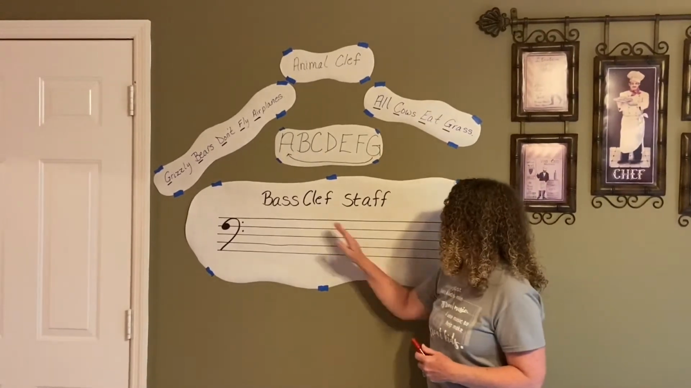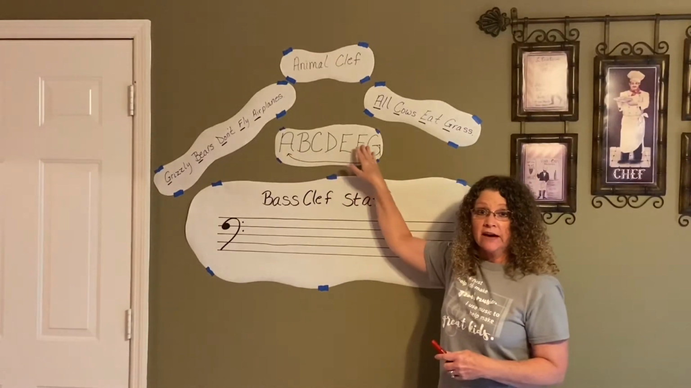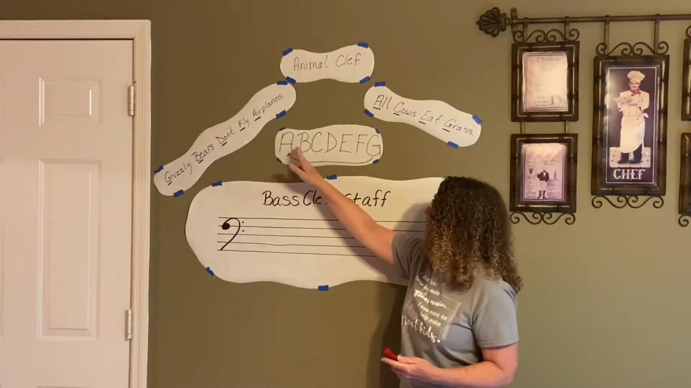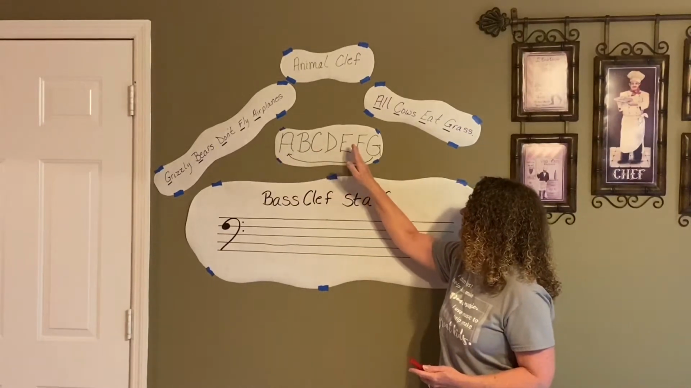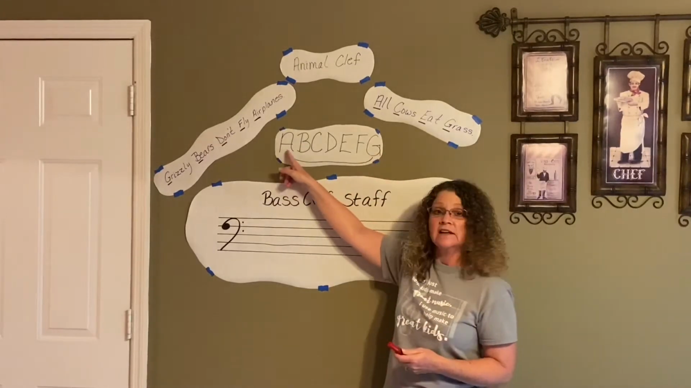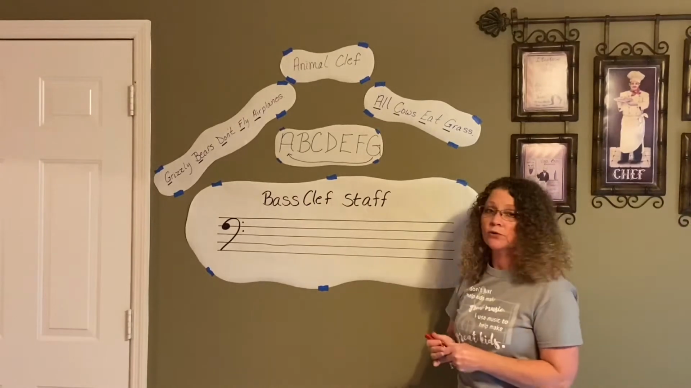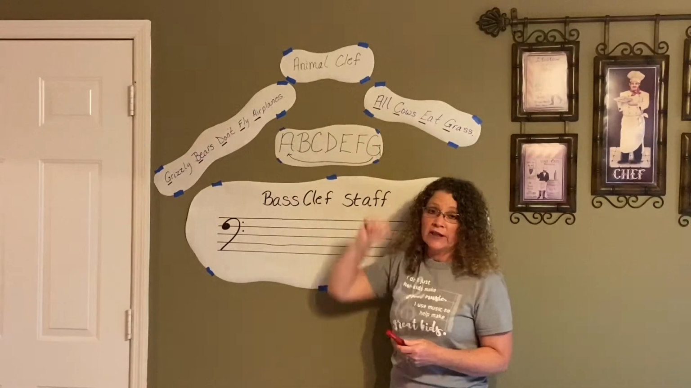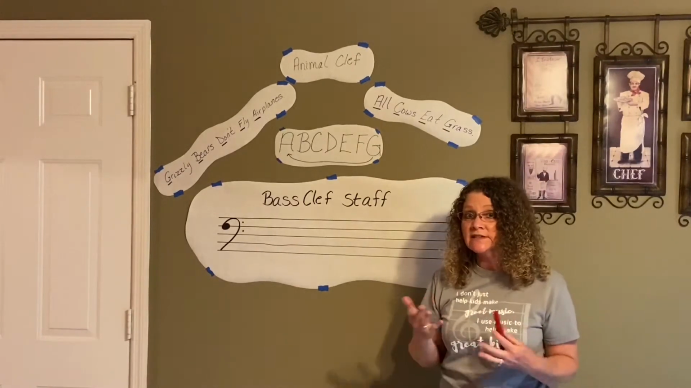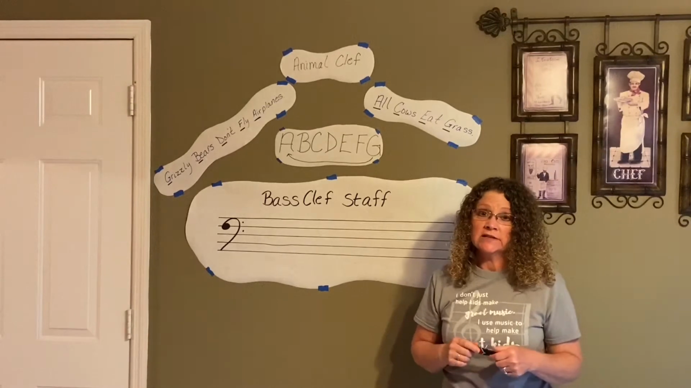Each pitch on the bass clef goes with the letters of the alphabet, just like the treble clef. We use the same letters, A, B, C, D, E, F, G, and when we get to G, we start again at A. Now, the bass clef is known as the animal clef. And again, that is only to help you remember which sentences go with which staff to help you remember the names of the lines and spaces.